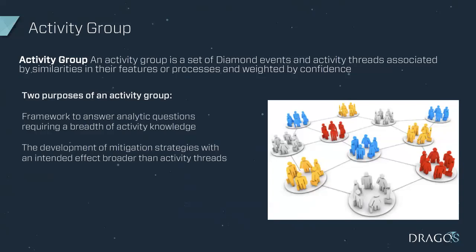Now, the other question is, maybe the purpose of my activity group is to track all the ways that Mimikatz is being delivered. Well, then Mimikatz becomes the strongest association and everything else becomes weaker. Again, that's very important to realize: fundamentally, an activity group answers an analytic question. What am I trying to answer?